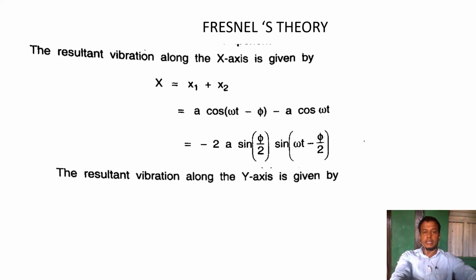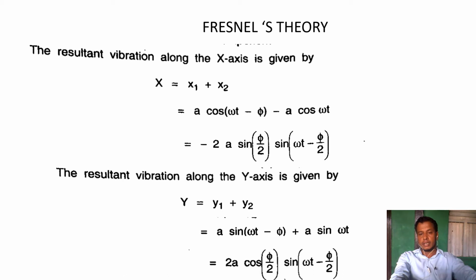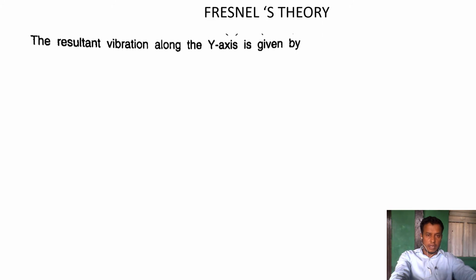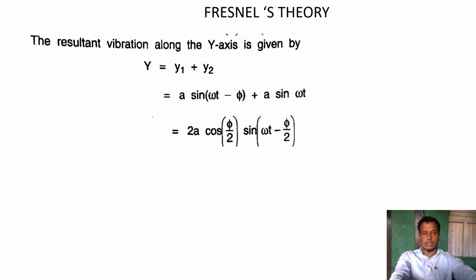For the resultant along the y-axis, y is equal to y1 plus y2. Put the values y1 equal to A sin omega t minus phi and y2 equal to A sin omega t, and this value is given by 2A cos(phi/2) sin(omega t minus phi/2). This is the resultant effect, along the y-axis, y1 plus y2.